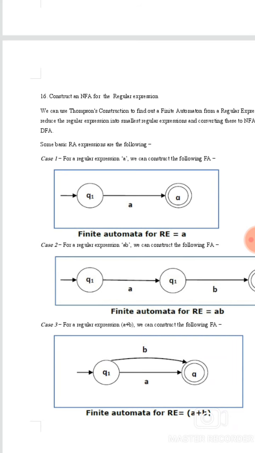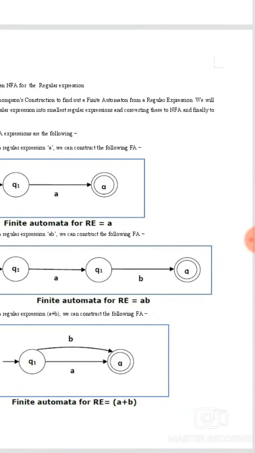16th question, construct NFA for the regular expression. We can use Thompson construction to find a finite automaton for a regular expression.